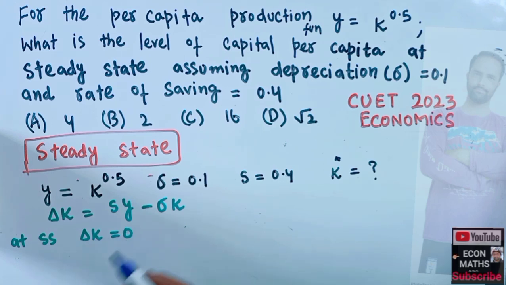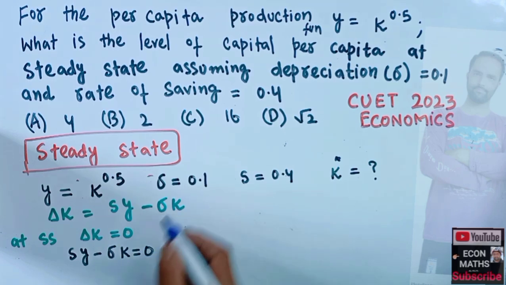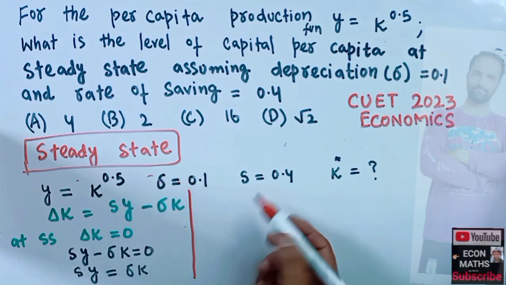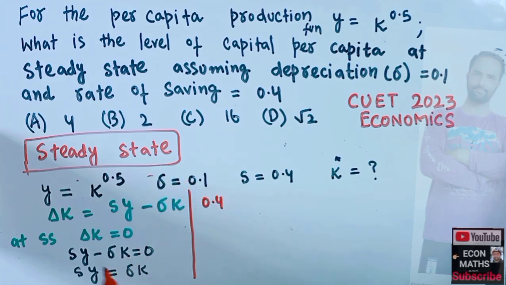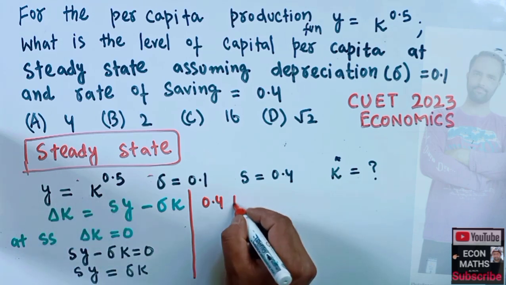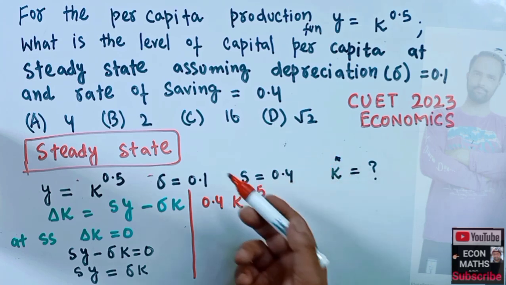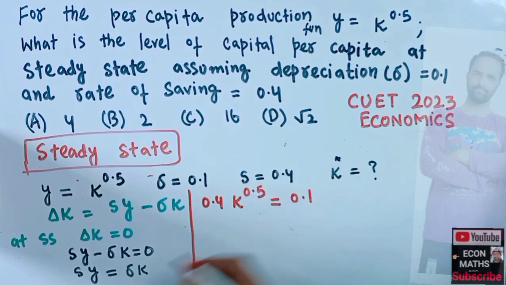That implies, if del k is equal to 0, then sy minus del k is equal to 0, which implies sy will be equal to del k. If I transpose this minus del k, it will become positive. Now what is s? The value of s is given as 0.4, so I can write 0.4 times y, output per worker, which is k to the power 0.5, should be equal to the depreciation rate, given as 0.1, times k. We need to find out the value of k here.